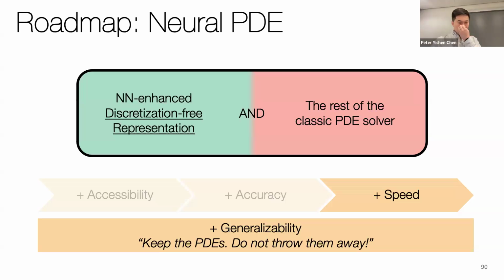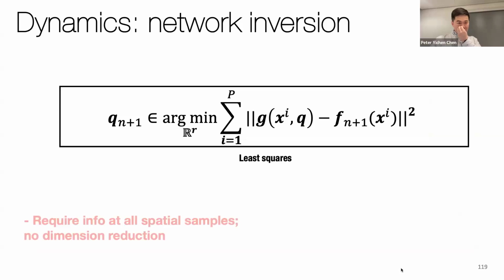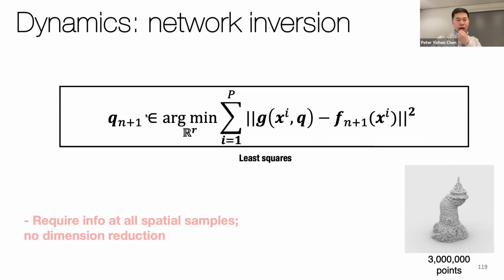Right. So essentially, we're trying to figure out, you have some points, spatial points, right? And you update them temporally. And then essentially to update your latent space, you're solving a least squares problem.